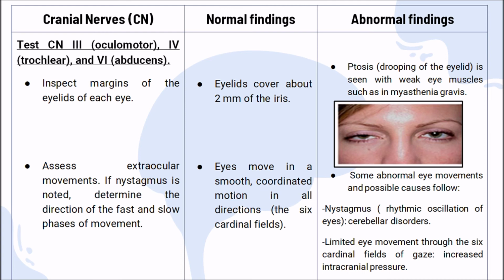If nystagmus is noted, determine the direction of the fast and slow phases of movement. Normal findings: eyes move in smooth, coordinated motions in all directions, the 6 cardinal fields. Abnormal finding: nystagmus, or the rhythmic oscillation of eyes, is a cerebellar disorder. Limited eye movement through the 6 cardinal fields of gaze indicates increased intracranial pressure.